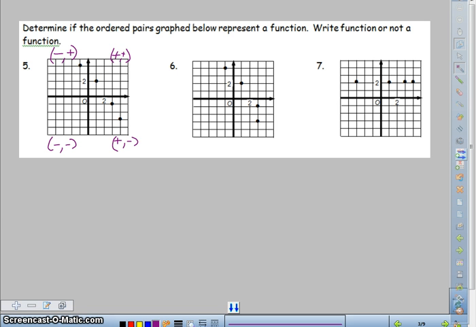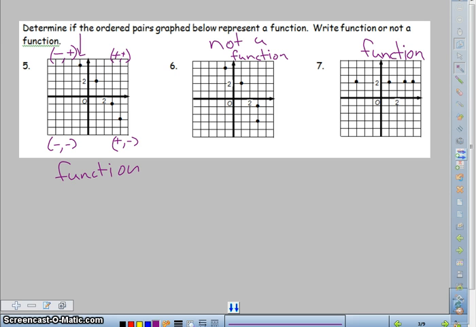So if we look at 5, is it a function? Remember, we're looking at vertical lines. We want to know if it's going to hit anything. Well, it hits that one, but there's no point below it. Hits that one, no point below it, no point below it, no point below it. So that is a function right there. Go ahead and do 6 and 7, and we'll check them in just a second.